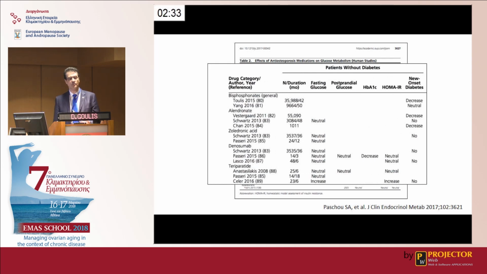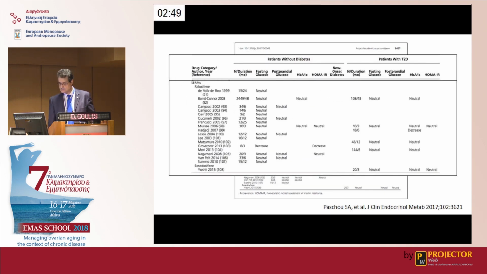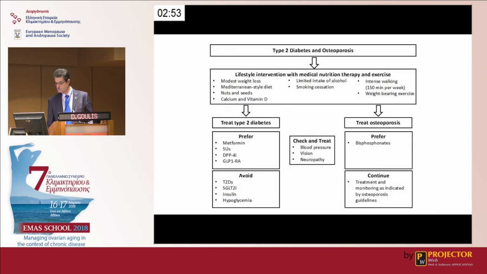Now, quite the opposite. If I have osteoporosis and I take an anti-osteoporotic medication, what would be the effect on my diabetes? You can see that bisphosphonates have an advantage. They decrease the new onset diabetes, whereas the SERMs and bazedoxifene have rather neutral effects.